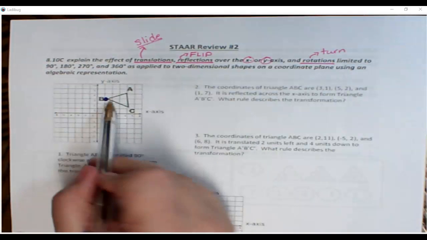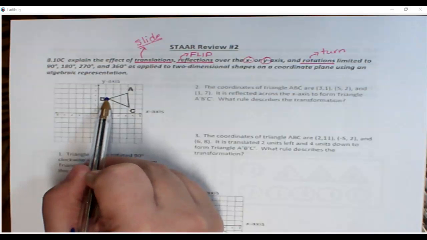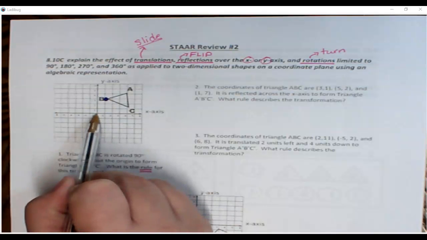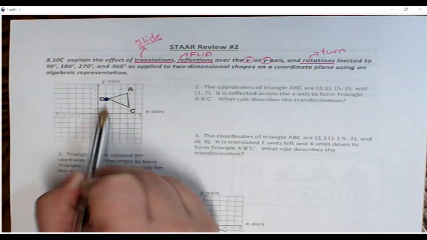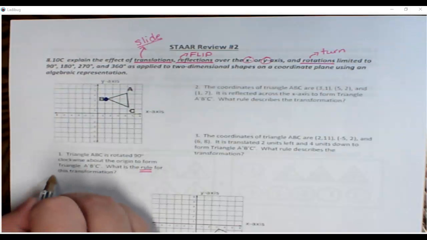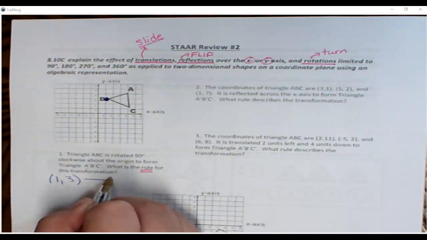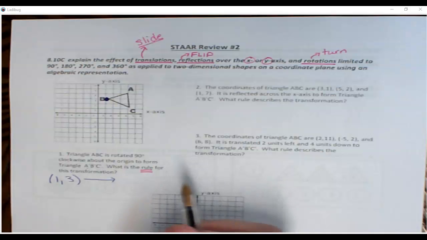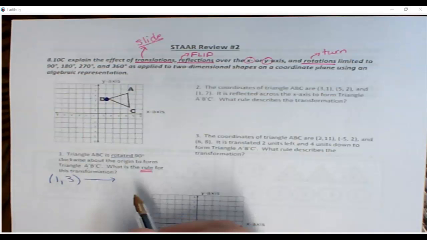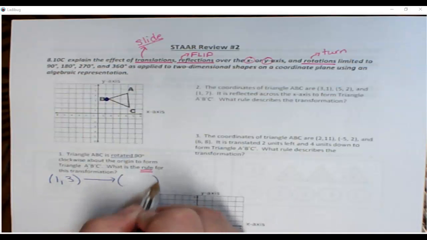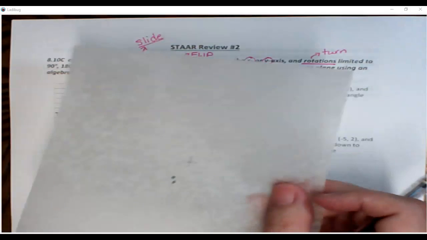So first thing I want to do is write down the original ordered pair. So starting at the origin, the ordered pair is 1, 3. Then we're going to go through a process, which in this case is a rotation, and then we're going to come up with a new ordered pair. But now how do we rotate? This is where our patty paper comes in.